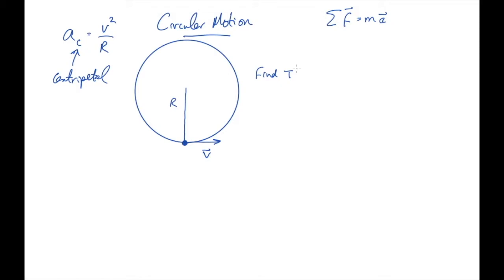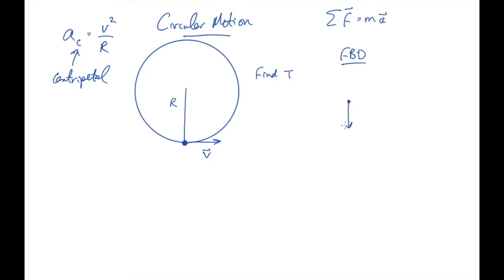So I want to find how much tension there must be in the string to make this rock go around in a circular path. We'll solve this problem like we solve any problem involving Newton's second law. We'll draw a sketch, which I've done here. We'll draw a free body diagram, and we'll write out Newton's second law. Sum of the forces equals ma. Let's do the free body diagram of the object right here at the bottom of its path.